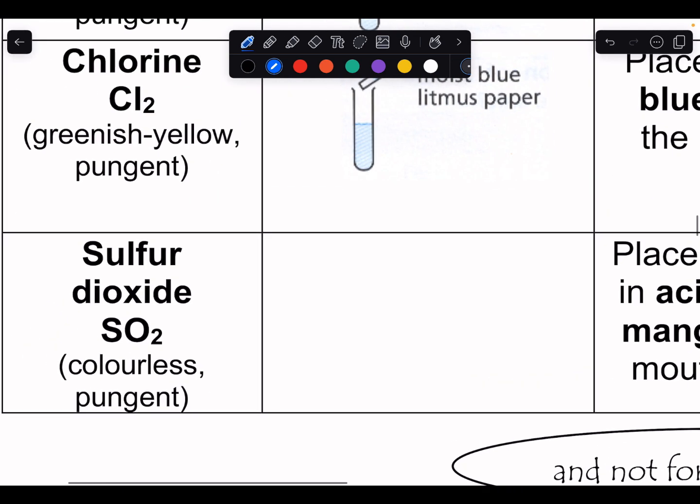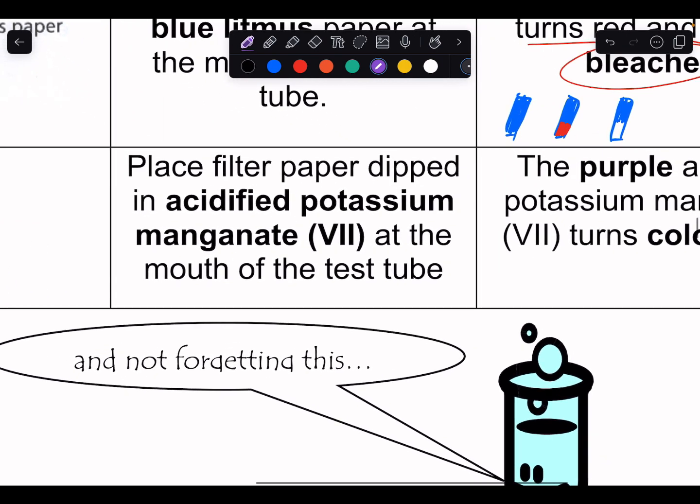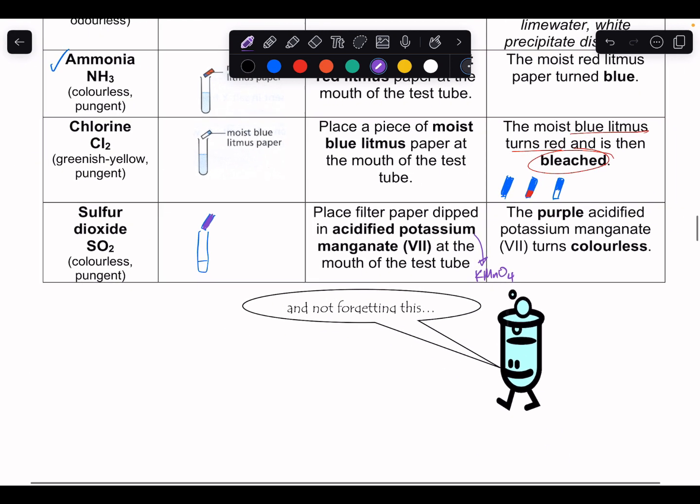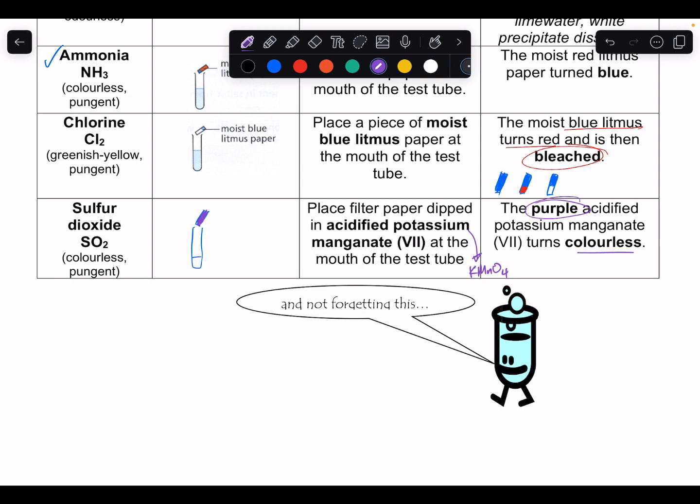For sulfur dioxide, it's the same. Just at this time, the filter paper is soaked in potassium manganate 7. Just note that this is KMnO4. So it is purple, but it will turn colorless. When it turns colorless, it actually becomes Mn2+. So it will be what we call reduced from 7 to 2. You will learn about reduction in the next topic.